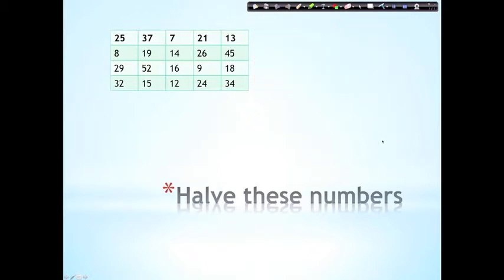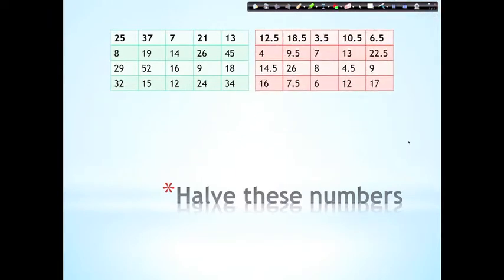Okay, now we want to halve the numbers. So can you draw another grid, 5 by 4, and then work out half of each of these numbers. So press pause. Then when you're finished, press play and I'll show you the answers. Okay, so the answers are in the red box. So half of 25 is 12.5.